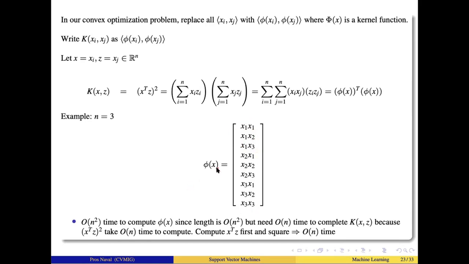These are the elements of your kernel. Now, remember that here we have how many values? We have 9 values. For n equals 3, the dimensionality of this is 9, right? And if you want to take the transpose of this and multiply it by the same, it will take you O(n) squared time, right? Since the length is O(n) squared, okay? So that's O(n) squared.